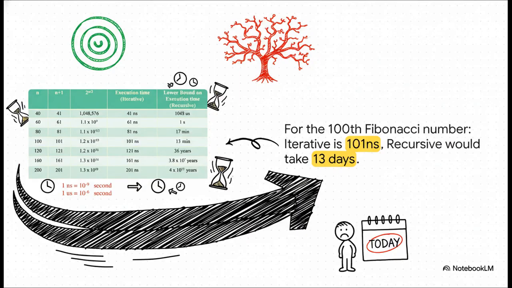And I mean it when I say the cost is terrifying. I am not exaggerating. To calculate the 100th Fibonacci number, the iterative loop takes about 101 nanoseconds. The recursive approach, it would take an estimated 13 days. And it gets so much worse. To calculate the 200th, you're talking about trillions of years. This is probably the single most important lesson about algorithms. A tiny choice in your design can lead to an astronomical, galaxy-sized difference in performance.